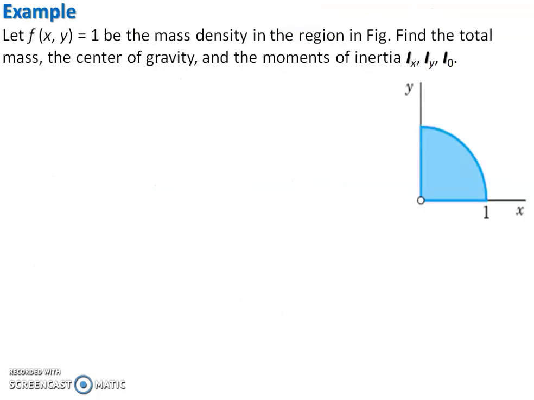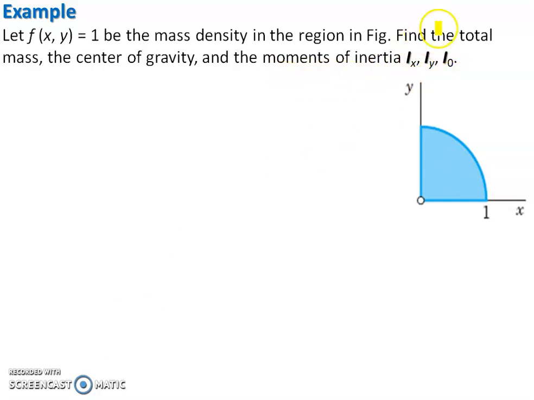We have the following example. Let f(x,y) equal 1 be the mass density in the region in the figure. So our region R is here. Find the total mass and the center of gravity and the moments of inertia Ix, Iy, I naught.